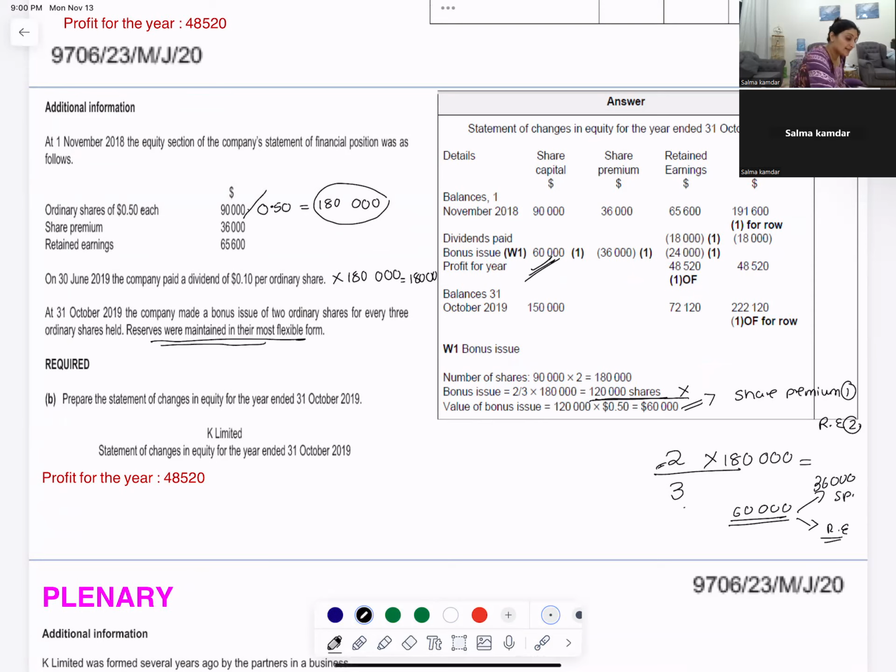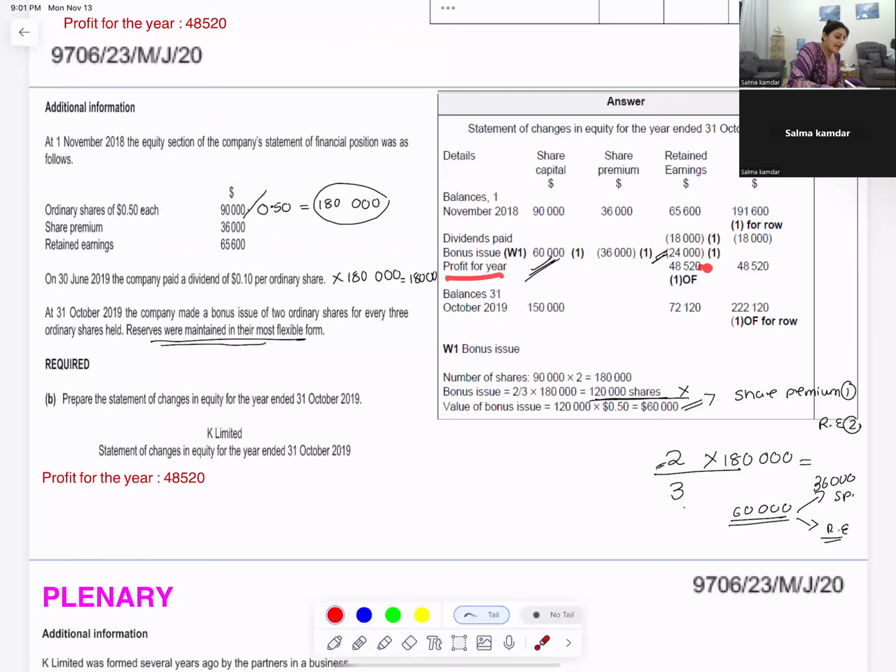So what is your retained earnings? 60,000 minus 36,000. So 24,000 would be out of retained earnings. So you have increased the capital and you have decreased your undistributed profits. Since the reserves were maintained in their most flexible form, that means you would fund this 60,000 first from the share premium, second from the retained earnings.